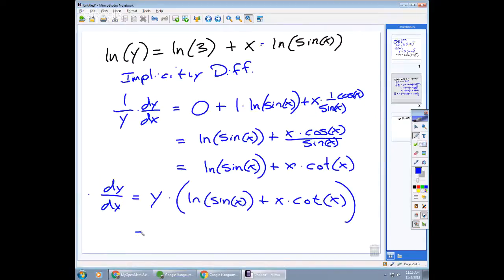So then the final answer I would state as 3 times sine of x to the power x times all of that. You have to plug in the number. Oh, we have a number to plug into? Yeah. Oh, fun.